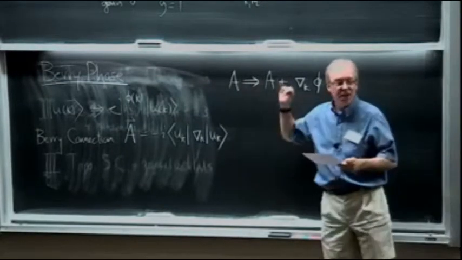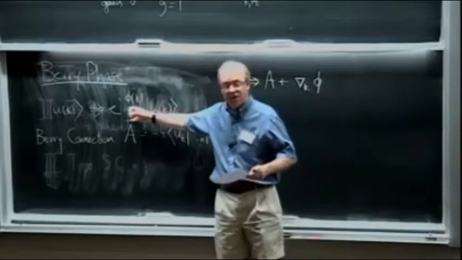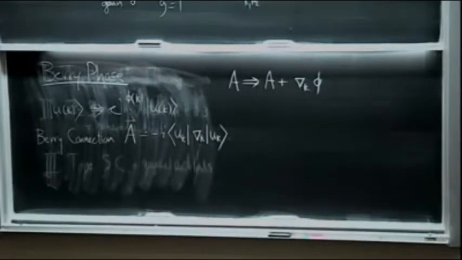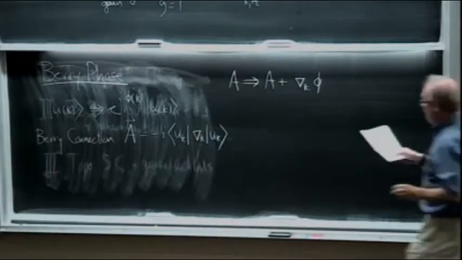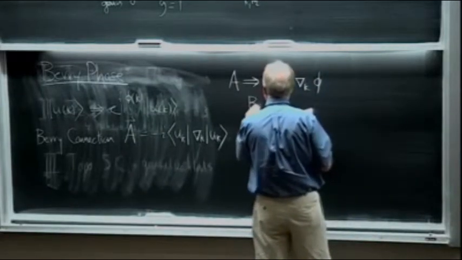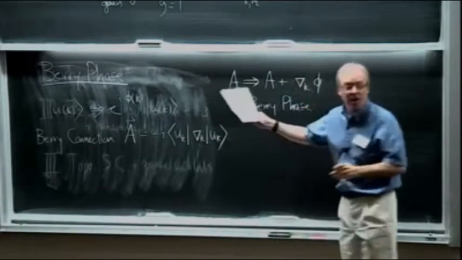Of course, A by itself is not gauge invariant. It depends on this arbitrary phase. But just like in electromagnetism, the vector potential by itself doesn't have an independent meaning, but the magnetic field, which is the curl of the vector potential, does. And so this invites us to define the Berry phase, which is the analog of the magnetic flux.